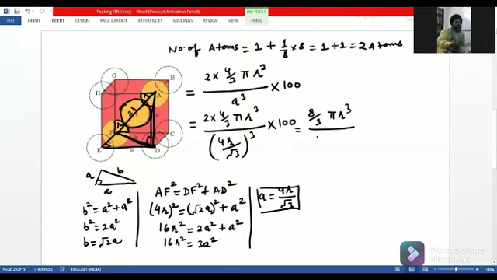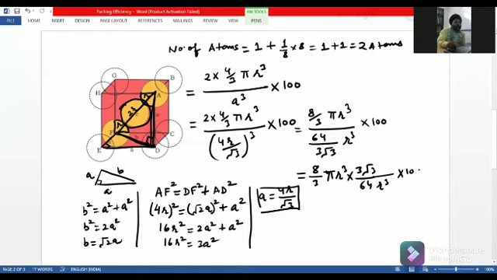Now when we solve it, we'll get 8 by 3 pi r cube. Do the cubing of this: you will get 64 upon the cube of root 3, which will be 3 root 3 r cube, multiplied by 100. Now this expression can be written like this: 8 upon 3 pi r cube multiplied by 3 root 3 upon 64 r cube multiplied by 100.